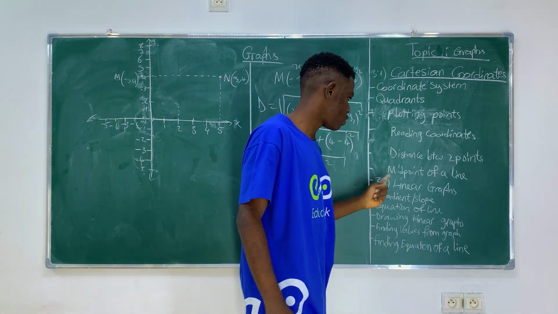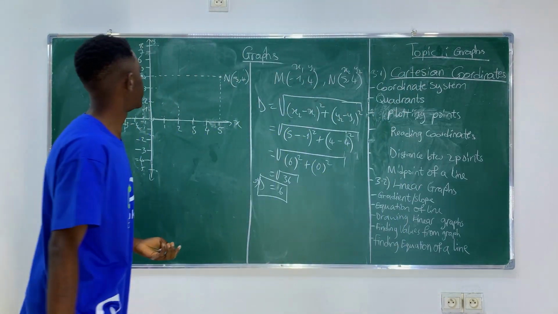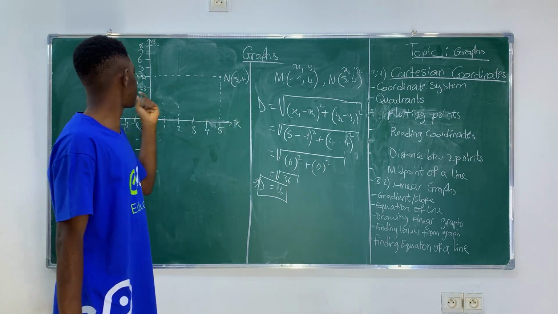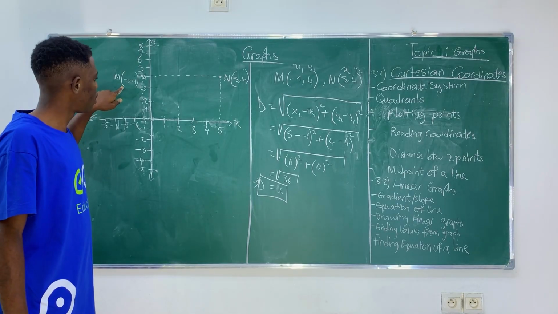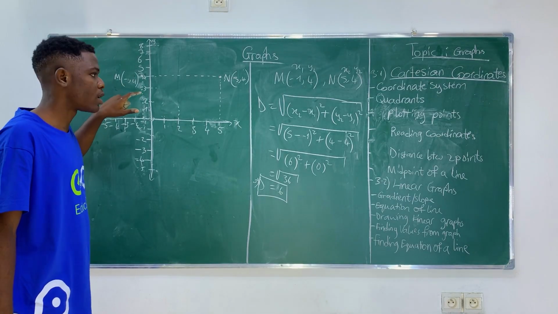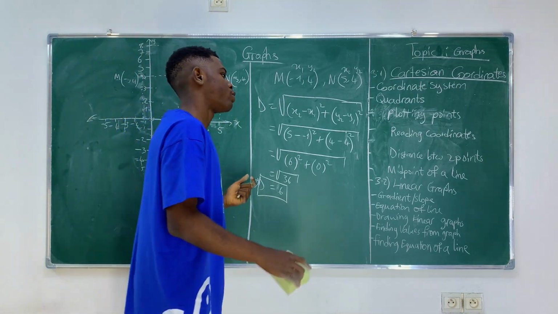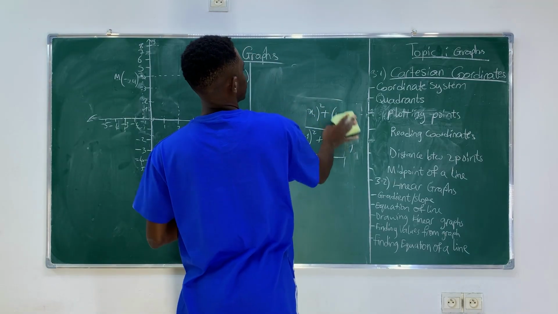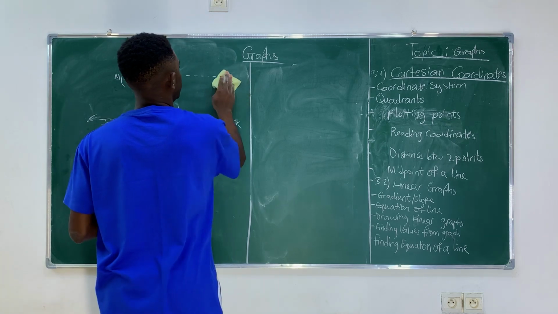Let's now move on to the midpoint. And in what quadrants are these points? Which quadrant is this point? It is in the second quadrant. Good. And this point? First quadrant. Good. So let's dive into the next points.